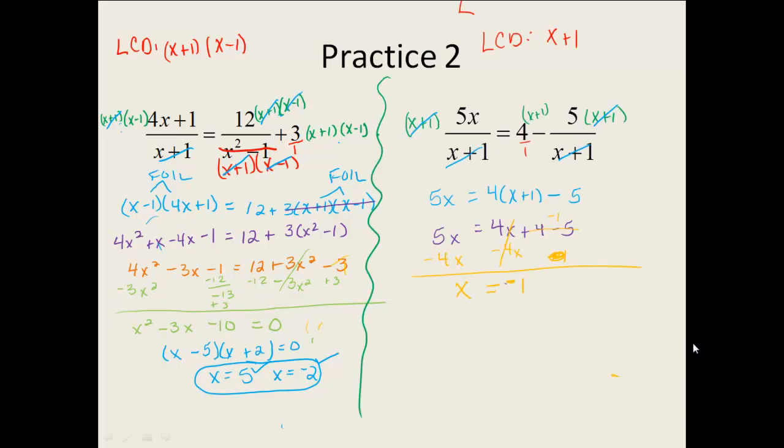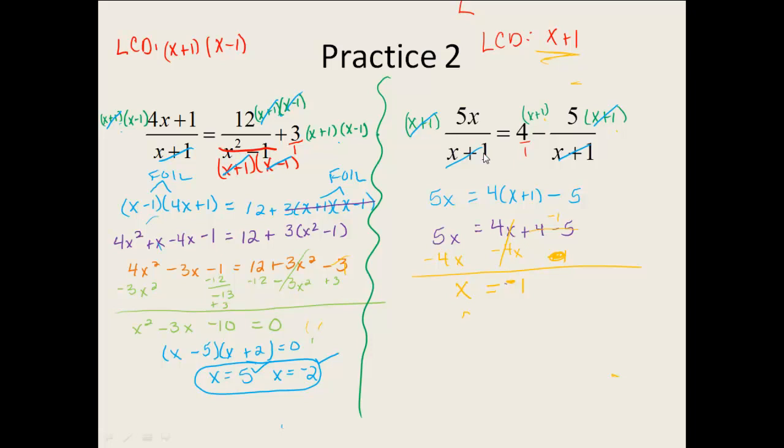Okay, on this one, I found my least common denominator to be x plus 1. So I multiplied every term here in the green by x plus 1, and then I used the blue to cancel out things that would cancel out. And I was left with 5x equals 4 times x plus 1 minus 5. When I simplified that out and multiplied that out, I ended up getting x is equal to negative 1.